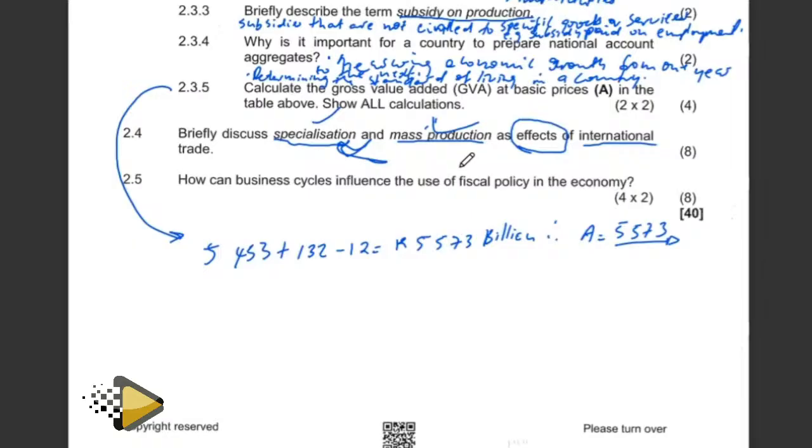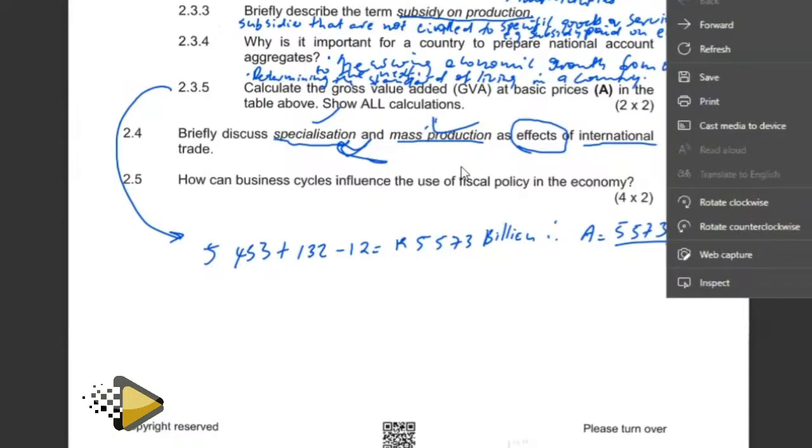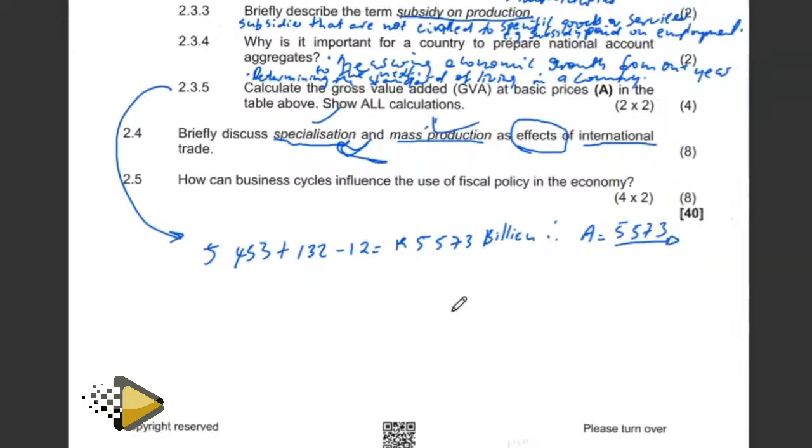Okay, right. So now moving on to the next question, which is 2.5. Question 2.5 asks: how can the business cycle influence the use of fiscal policy in an economy? So now I'm going to explain the concepts of the economy, the business cycle and fiscal policy. When we talk of an economy under economics, we refer to four market participants or decision makers, namely households, firms or businesses, governments, as well as the foreign sector.